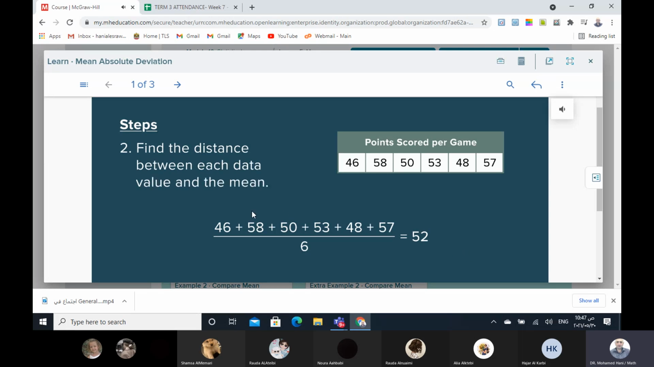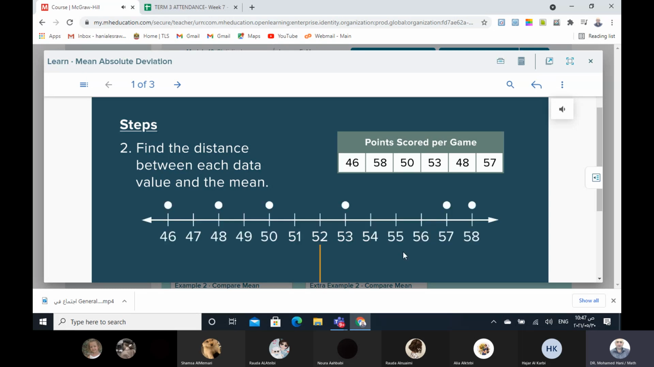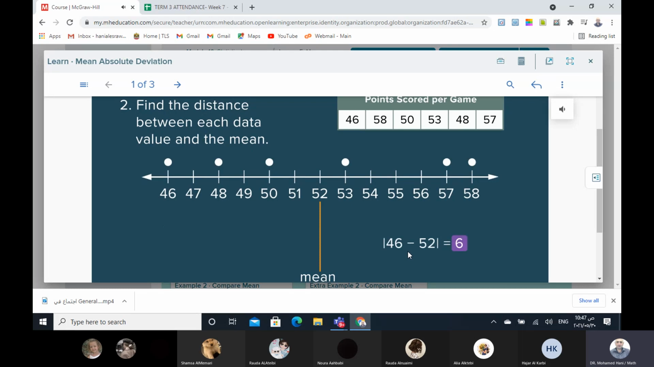The second step, we want to find the distance between each data value and the mean. How to find the distance? The difference between the mean and each value, inside the absolute value. Listen how. One way to do this is to plot the mean and the data set on a number line. Then find the distance between the mean and the first value. Use the same steps to find the distance between the mean and each of the other data values.